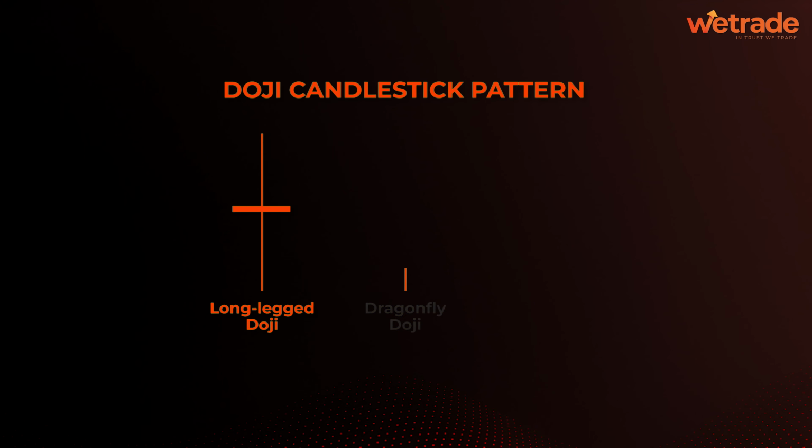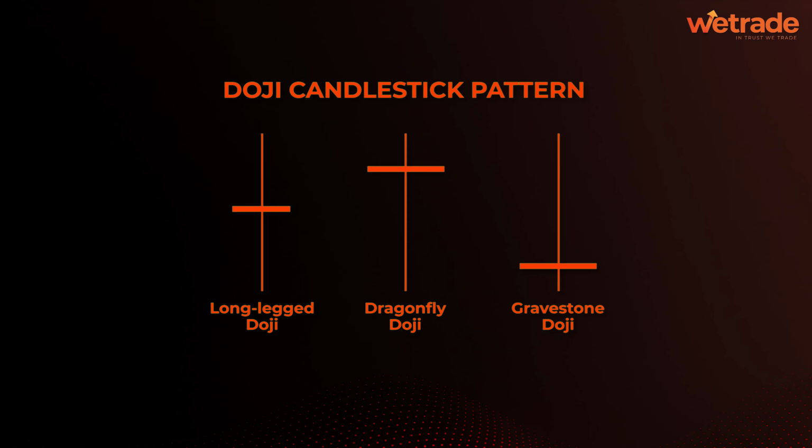A doji candlestick pattern has the same open and close, so it looks just like a line in the middle. So the only thing that can be different is the wick. A doji with a long upper and lower wick is called a long leg doji. A doji with no upper wick and a long lower wick is called a dragonfly doji. A doji with no lower wick but a long upper wick is called a gravestone doji.